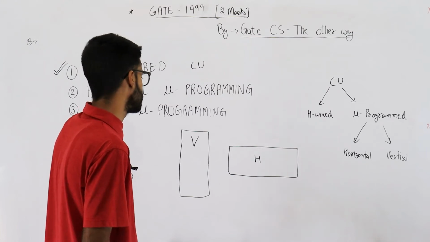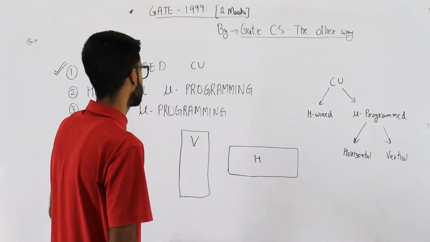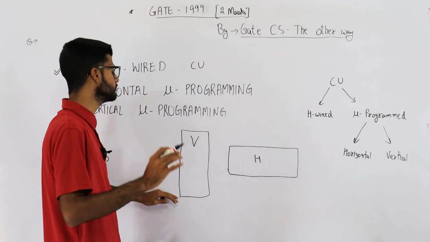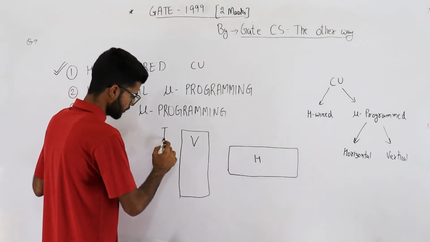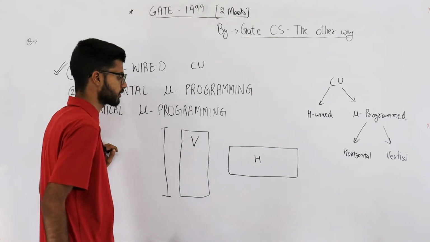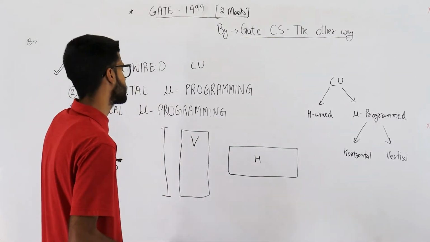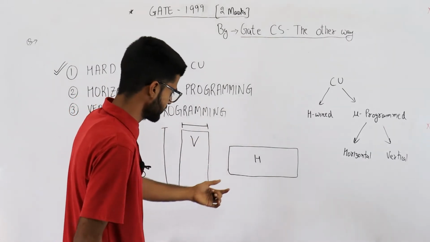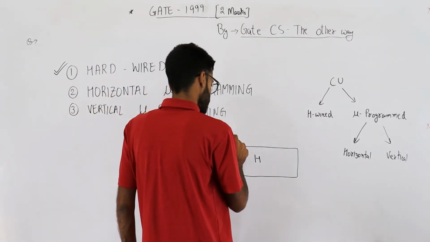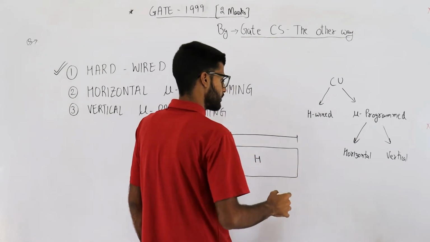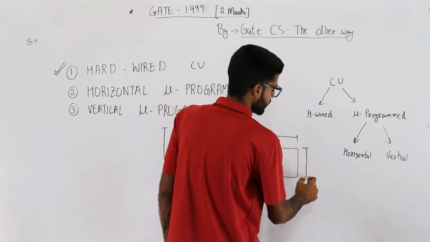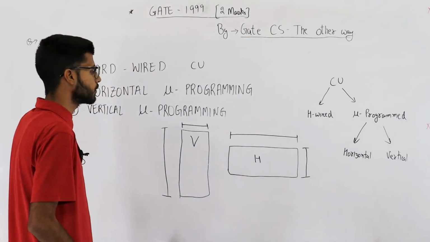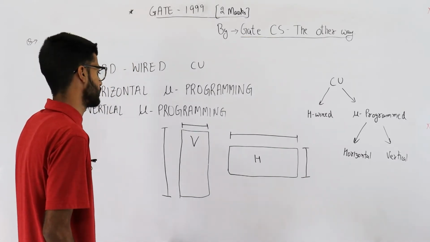What I'm trying to say is, in vertical microprogramming, the number of micro instructions is large. That means there are a lot of micro instructions within a program, but the size of one micro instruction is less. But what happens in horizontal? In horizontal, the size of a micro instruction is large, but you need fewer micro instructions to do the same job. Now, which one is going to be the fastest one?